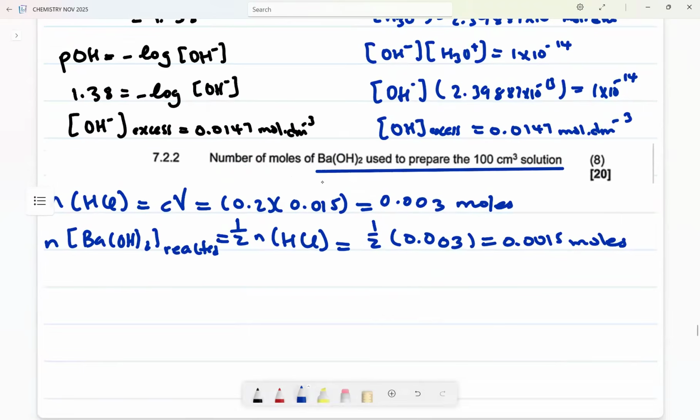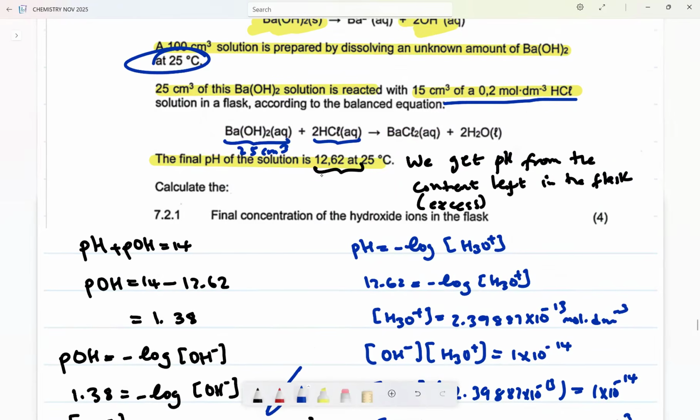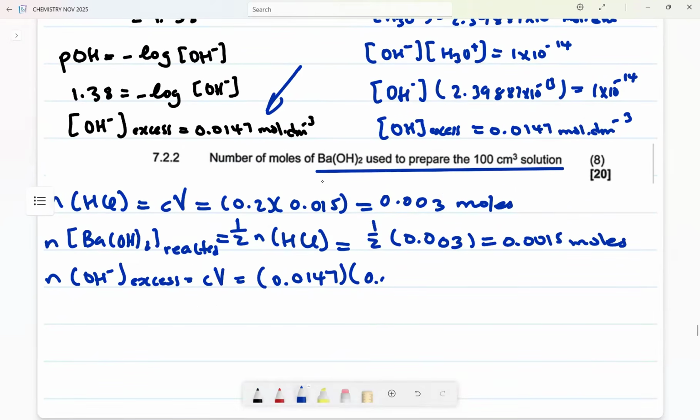How can I find those that were in excess? The number of moles of hydroxide ions that were in excess is equal to CV, which is the concentration of the one that is in excess, 0.0147. But now the volume needs to be a sum of the volumes. Remember, the volume they added was 25 centimeter cubed, and they added it to the 15 centimeter cubed. So the volume in excess is going to be 40, which is 0.04, basically.